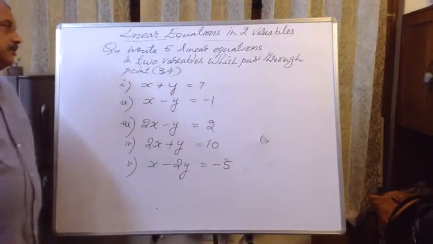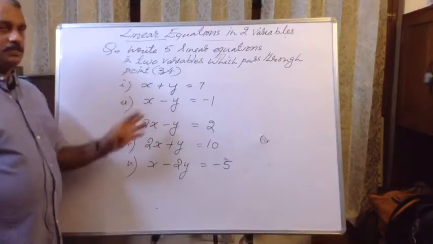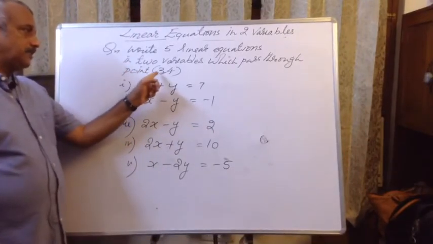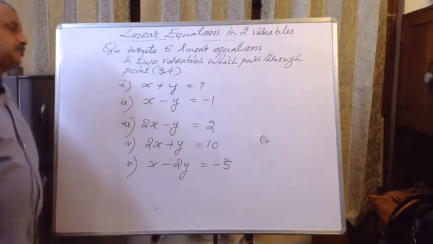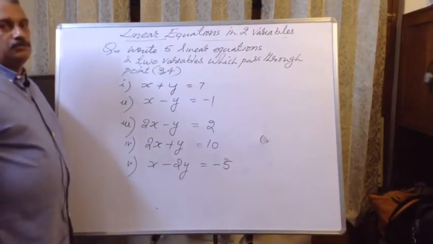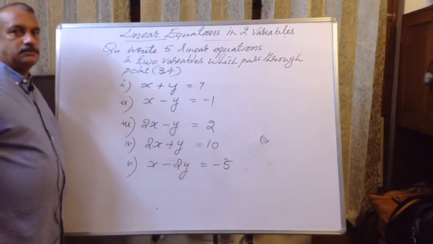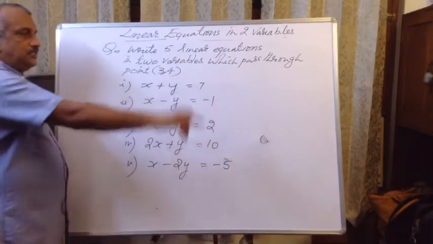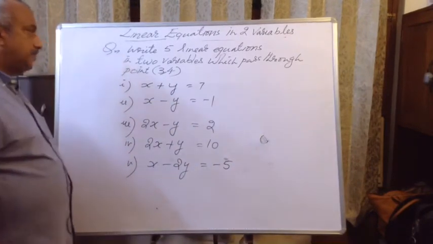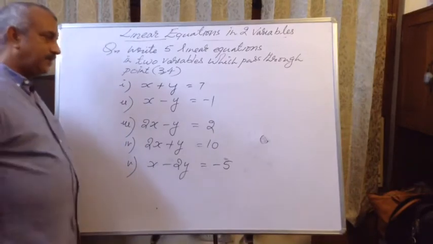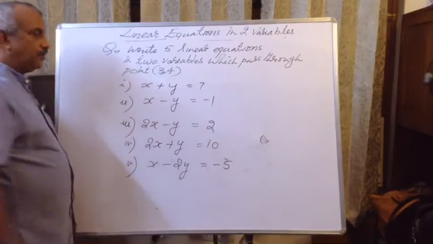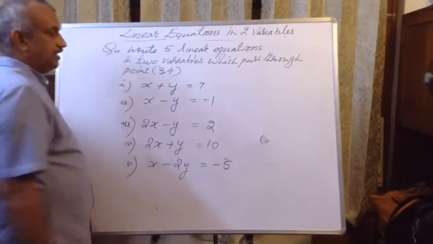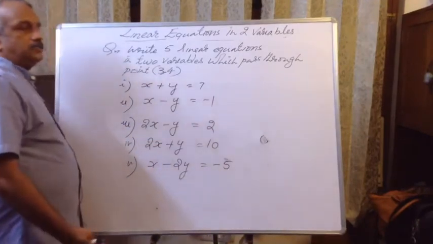See once again, only when you substitute, what is the condition? When you substitute in the place of x 3 and in the place of y 4, you should get LHS is equal to RHS. When you substitute these values 3, 4 in the place of x and y, you should get LHS is equal to RHS. You can substitute in all these cases and you can see that LHS is equal to RHS only.